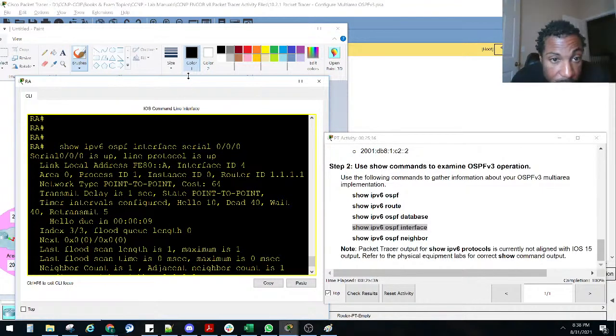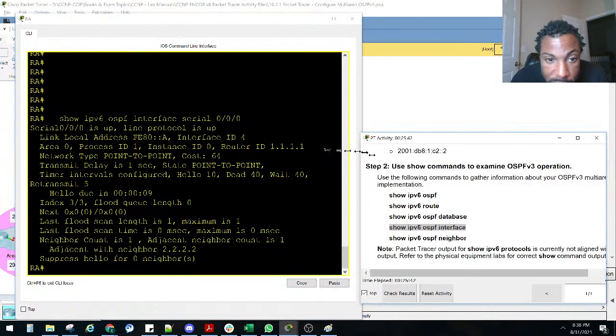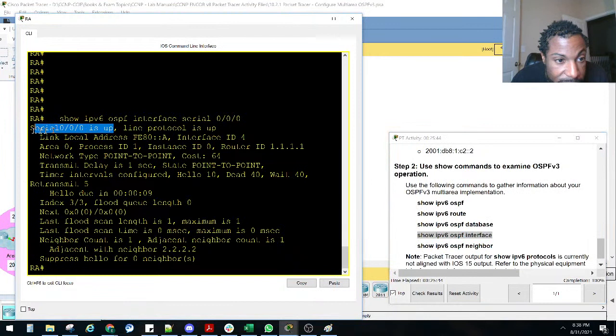So we have everything in there, right? So that way you ain't got too much throwing up at us here. We'll move this out of the way. What we got? We said it was a 000. We know it's up. This is the link local address. Interface ID. We said it's in area 0. The process ID that we came up with. Remember router IPv6 router OSPF 1.